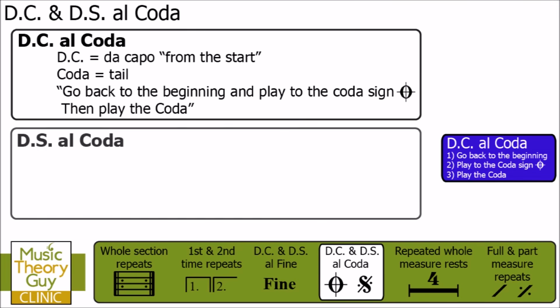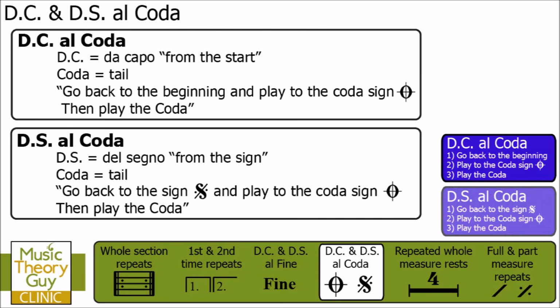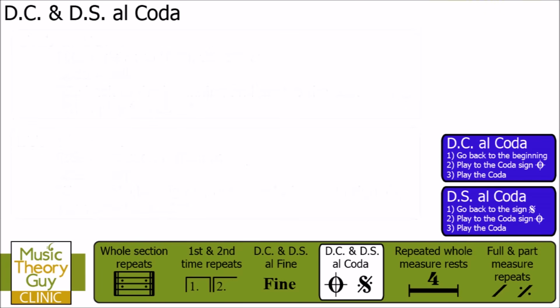So DS al Coda is slightly different. DS stands for del segno or dal segno, which means from the sign. The coda, as we already know, means tail. So the full definition of DS al Coda is go back to the sign, which looks like that funny little S-shaped symbol, and play to the coda sign, then play the coda. And again, I'll put those little instructions over on the right-hand side of the screen. Now don't worry if that's all gobbledygook to you, let's have a look at a couple of examples.